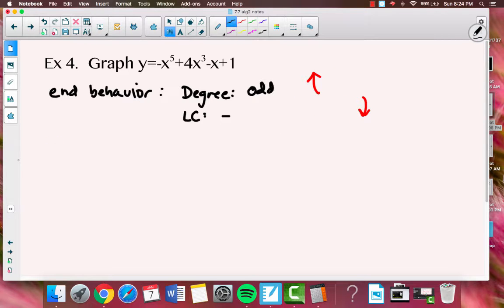And then I can still find the y-intercept just like we did on the other examples. When I plug in 0 for all of my x's, everything cancels except for the last number, 1. So my y-intercept is going to be (0, 1). And if you have questions over that, just make sure you ask me.